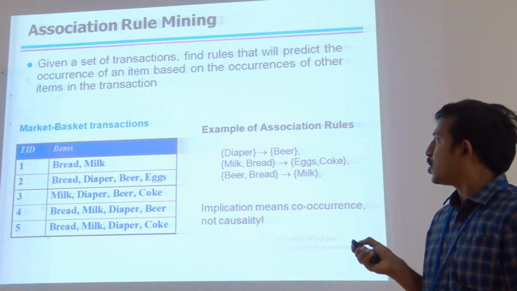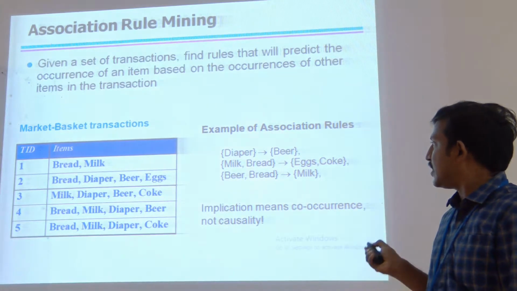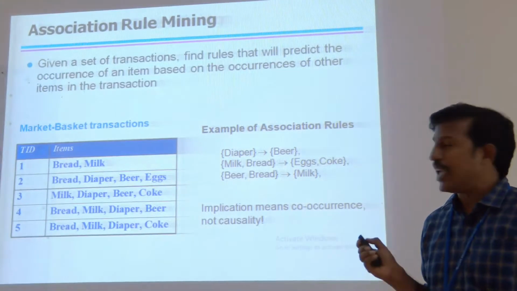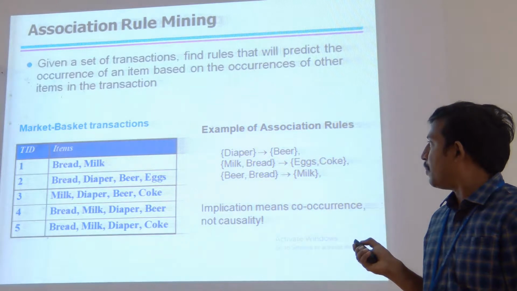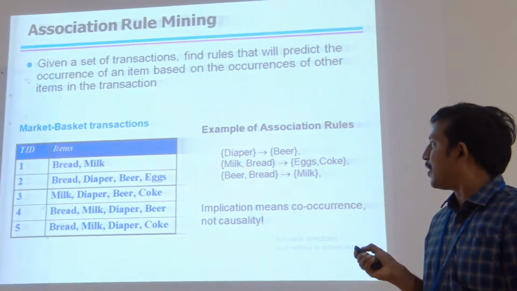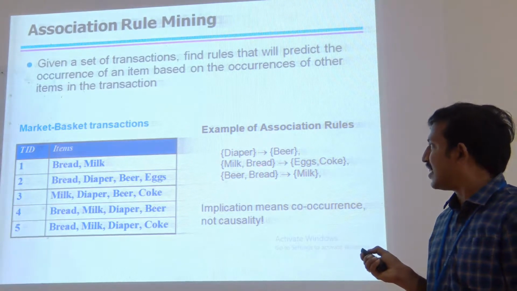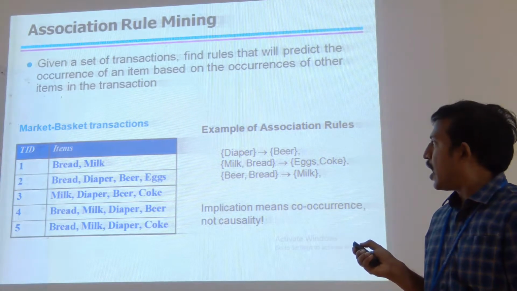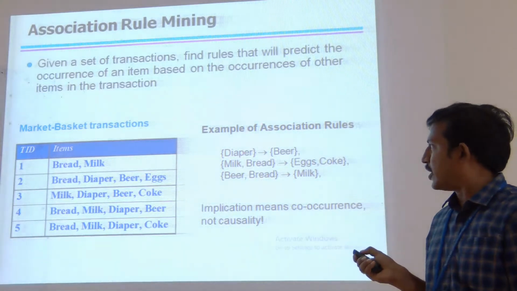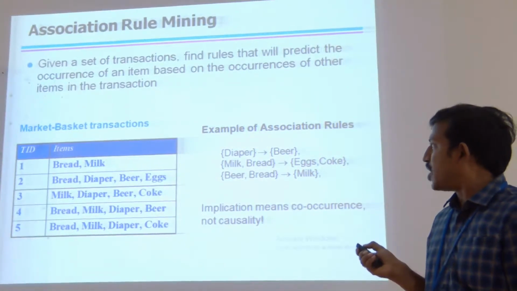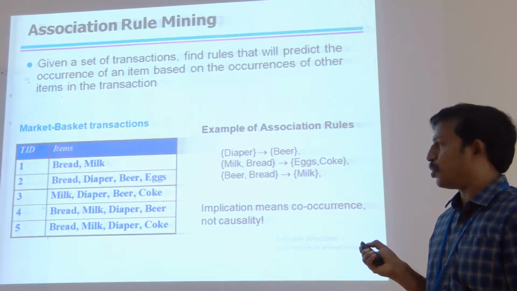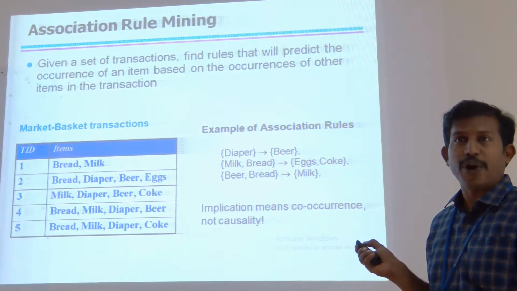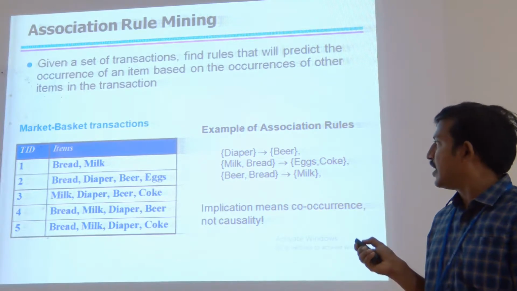So what is an association rule? These are 3 examples of association rules. The first one: diaper implies beer. It is in the form of X implies Y. If the customer purchases the product X, there is a chance to purchase Y also. That is called an association between these 2 products. Like this we have 3 examples here.